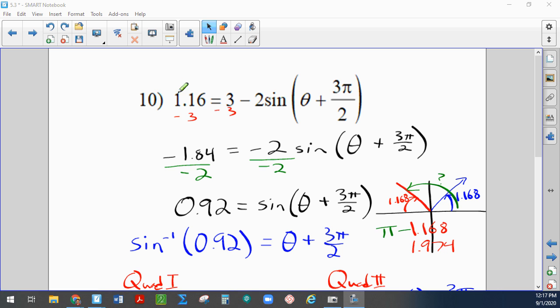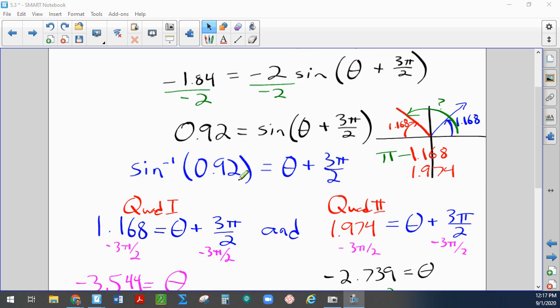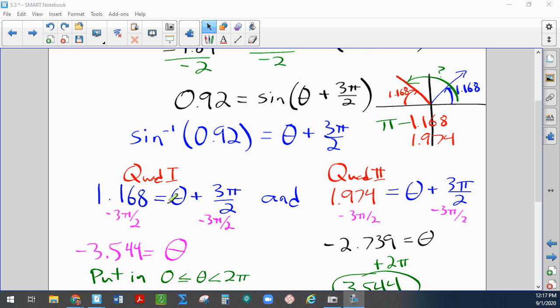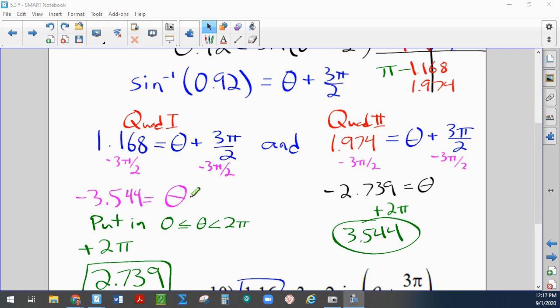So again, a couple steps. I isolated the trig expression. I evaluated the inverse. When I evaluated the inverse, in this case, it gave me a quadrant 1 angle. So I said 1.168 equals theta plus 3 pi over 2. Subtracted the 3 pi over 2 to actually get theta. But then if I tell you I want the answer between 0 and 2 pi, you need a coterminal angle. So 3.544 as a negative angle plus 2 pi gives you a coterminal.